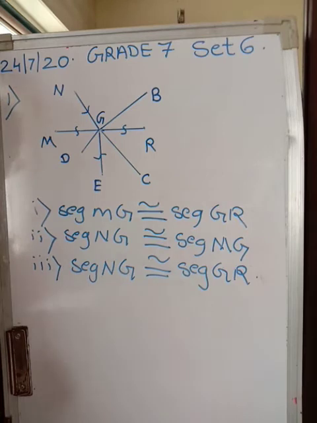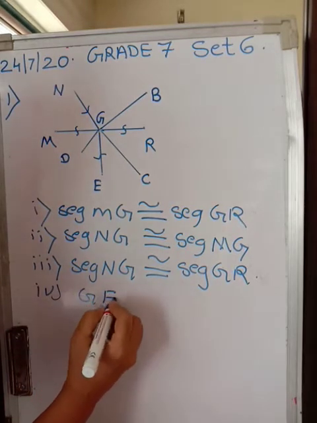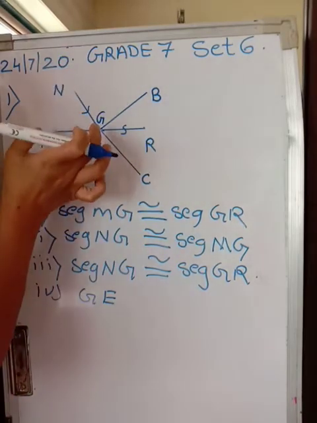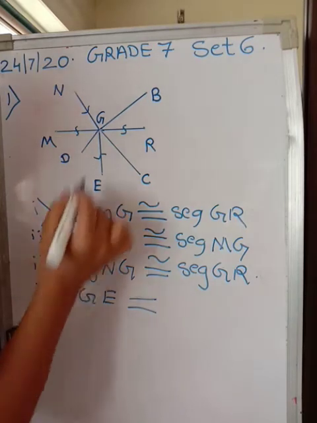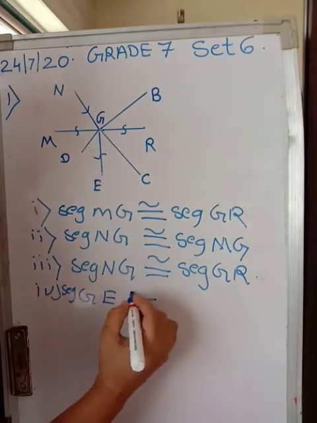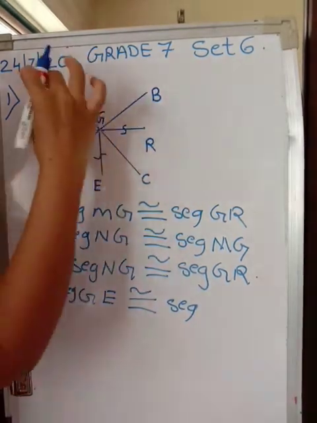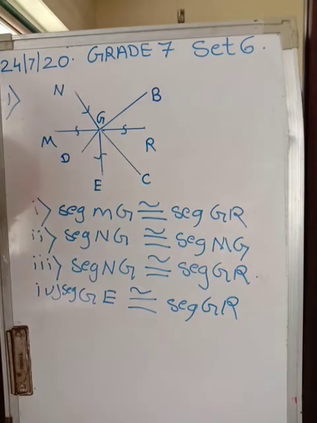Another pair which we got is segment GE. Now see, GE we can write equal to GR also, GN also, GM also. Anything you can write. So segment GE, which we found just now, is also congruent to segment, we can write any one name from these three. I am writing GR. So all these 4 segments are equal.